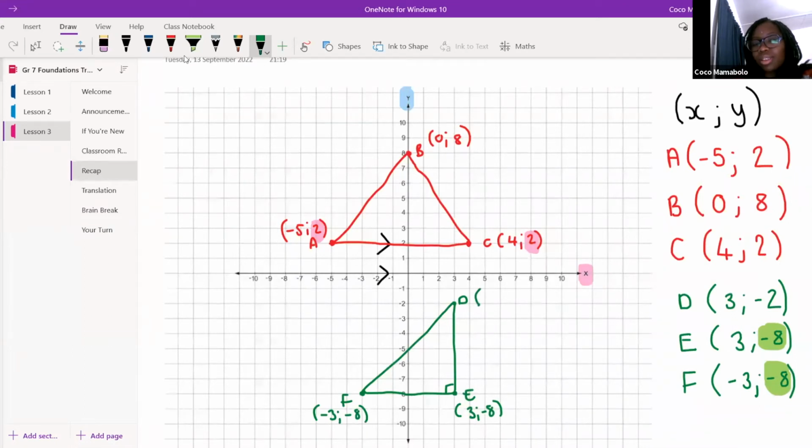Titelo, which one is it? 3 or negative 3? No. Has anybody noticed anything? Good. Smita says all the X values are 3 except 1 is negative. What I wanted us to notice is that D and E have the same X value. Okay, which means that DE, the line DE, is parallel to which line?